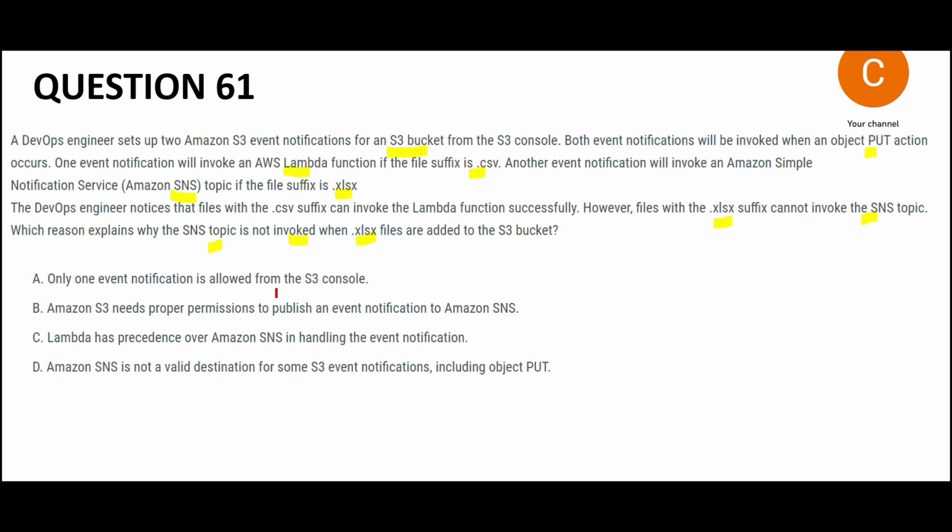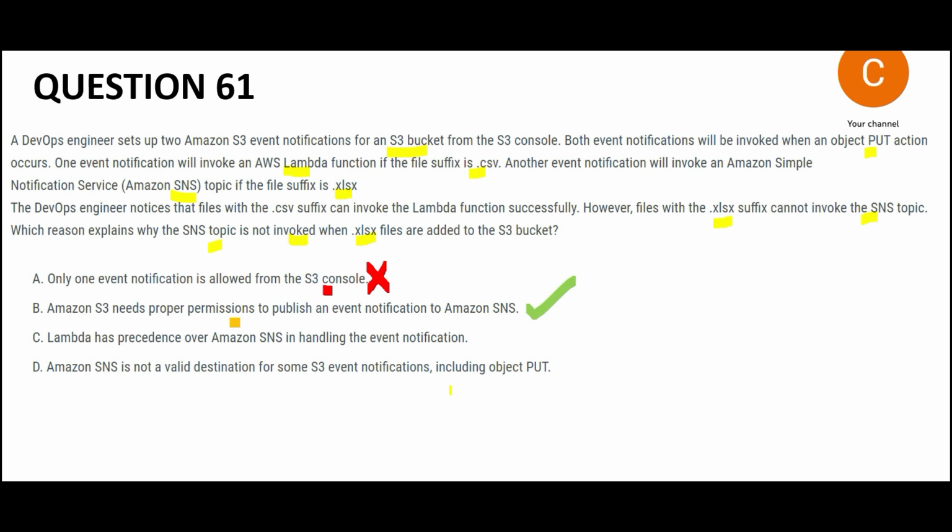See, A is really silly because in the S3 console you can put multiple notifications. So this is a bit silly and very obvious. Now this can be a reason, option B, where it says that probably permissions are not there and it requires proper permissions. If permissions are not there, then it will not send the messages. This can be correct, but let us look at C and D also.